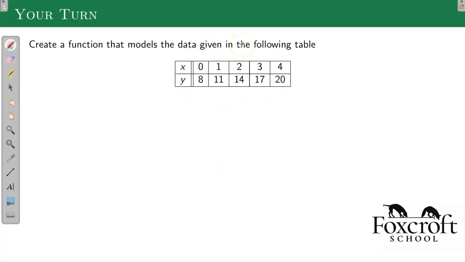All right, and here's one for you to try on your own. Take a second, figure out if it's linear or exponential, and then create the model, and I'll show you the answer in 3, 2, 1.